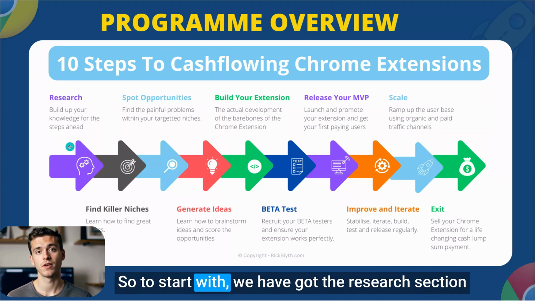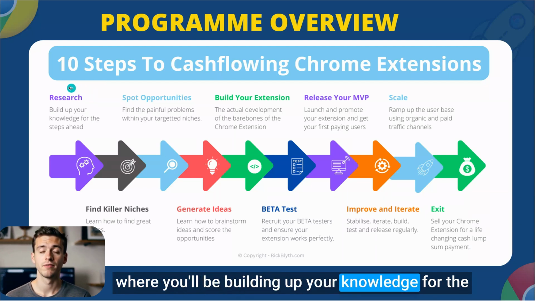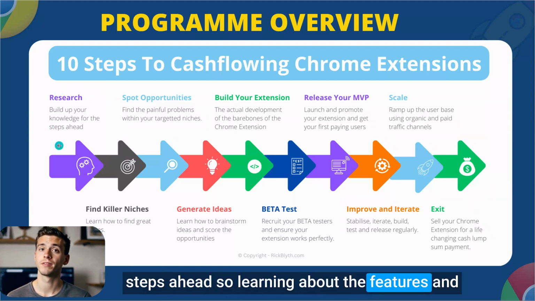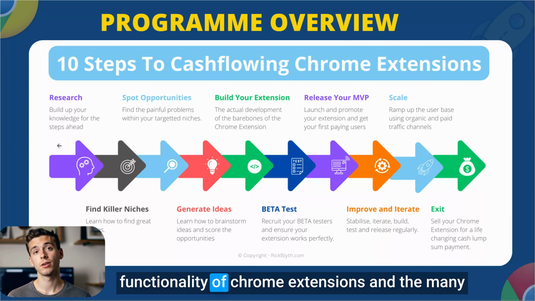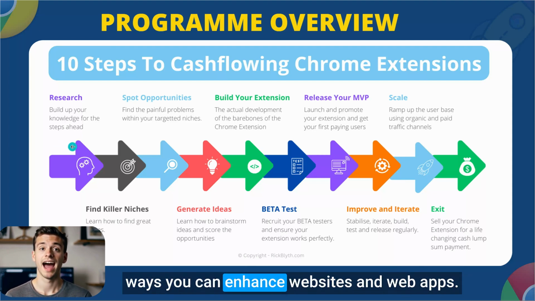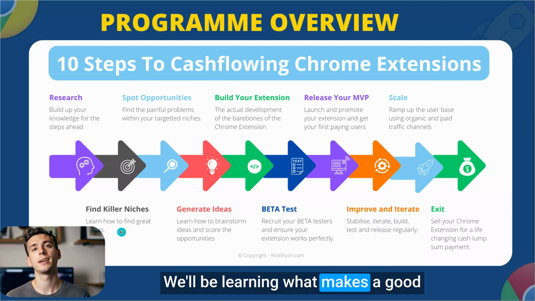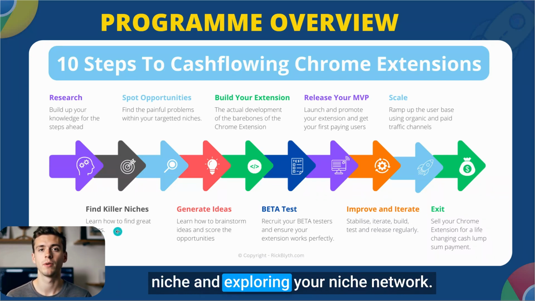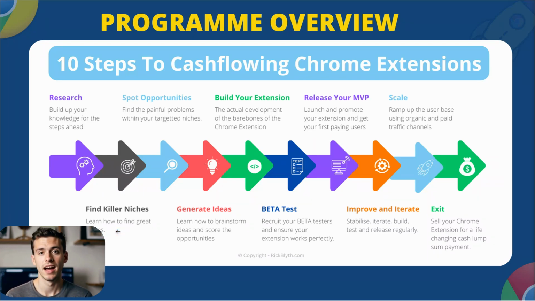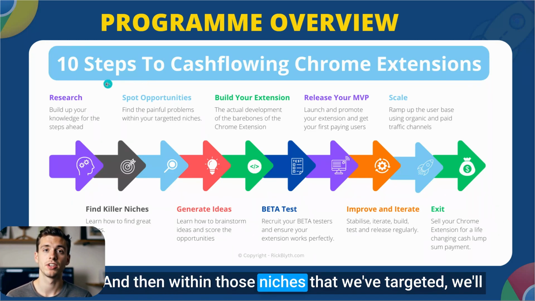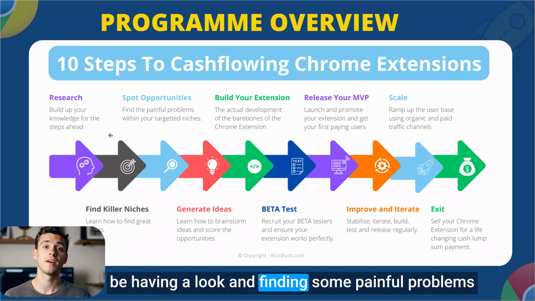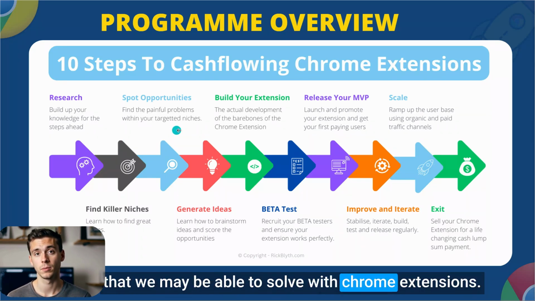So to start with, we have got the research section where you'll be building up your knowledge for the steps ahead. So learning about the features and functionality of Chrome extensions and the many ways you can enhance websites and web apps. And then we'll be looking at how to find killer niches. We'll be learning what makes a good niche and exploring your niche network. And then within those niches that we've targeted, we'll be having a look and finding some painful problems that we may be able to solve with Chrome extensions.